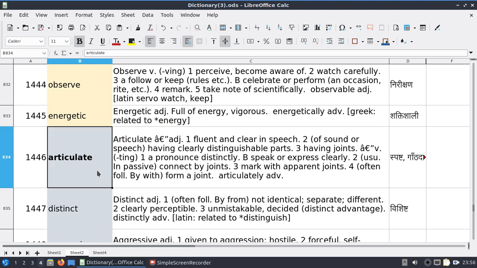Articulate. Articulate is able to express clearly. She struggled to articulate her thoughts. That means she is not fluent. She is not clear in her speech. That is, she is having confusion. That is difficulty in articulation. Articulate means speaking. He can articulately speak. She can articulate her thoughts. That means she can speak very clearly.